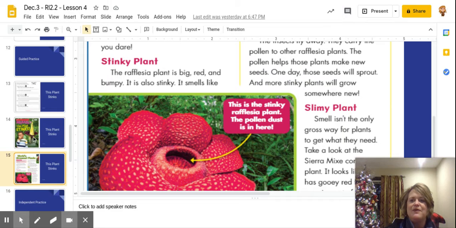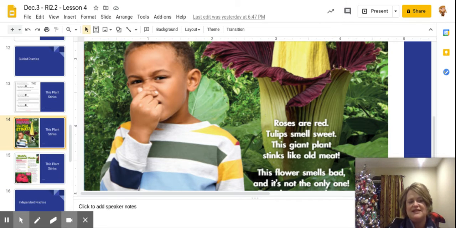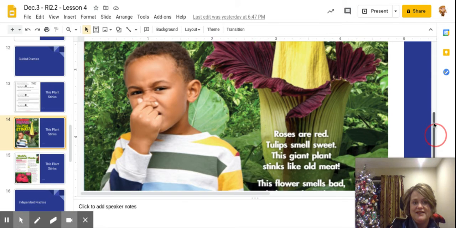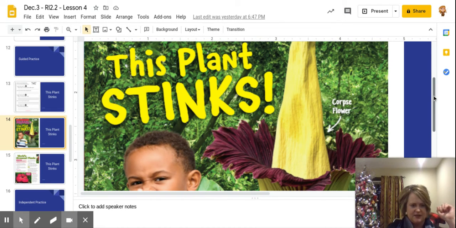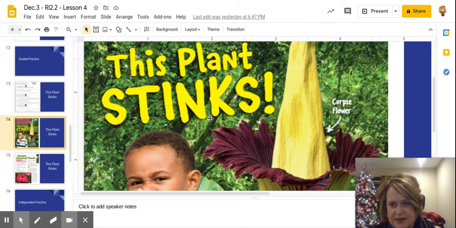So if I was thinking about the main idea, this plant stinks, or plants that stink, am I on the right track still? Am I still getting information about that? Yes. Now, would we say that the whole passage is about the Rafflesia plant? Not necessarily, because it said that there were 3 kinds of plants, didn't it? So we couldn't say that the main idea is definitely that, but that it stinks.